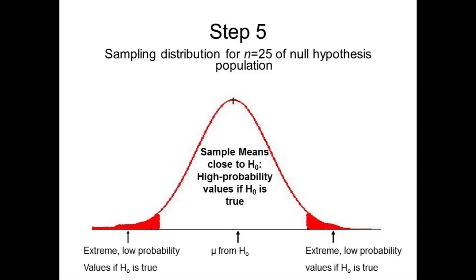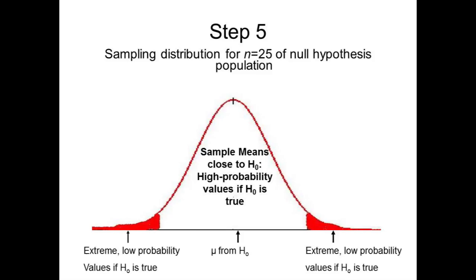If it's unlikely that we came from this population, so the parts of this curve here that are marked in red, we would say that those are unlikely means to get. It's unlikely to get those means if this is the accurate picture. If the null hypothesis is true, if this sample came from this population, it would be very unlikely to get a mean this size.